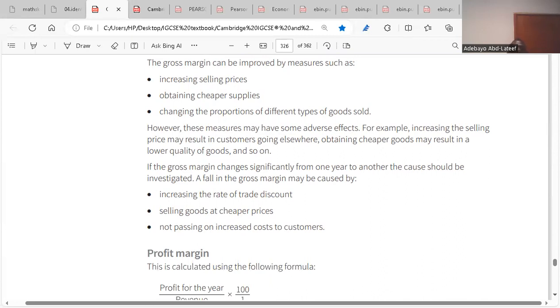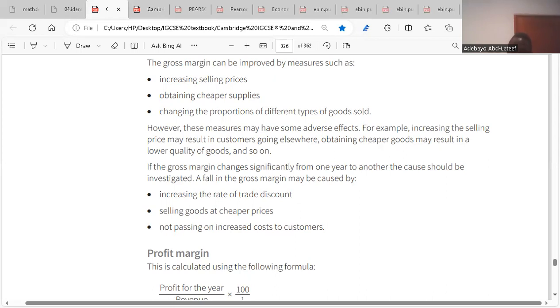Two, selling goods at cheaper prices. When you are selling goods at a cheaper price because you want to attract customers, it will reduce your profit margin. Three, not passing on increased costs to customers. When there's an increased cost of production and it's not reflecting in the price, then you'll be having a low profit margin.